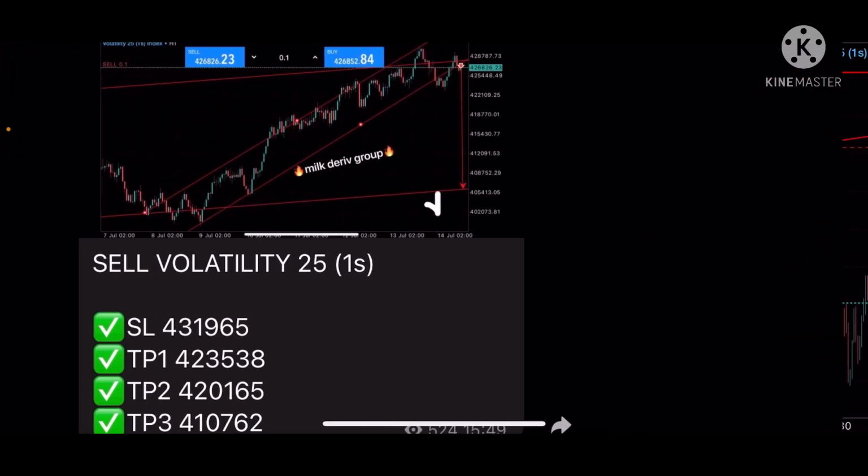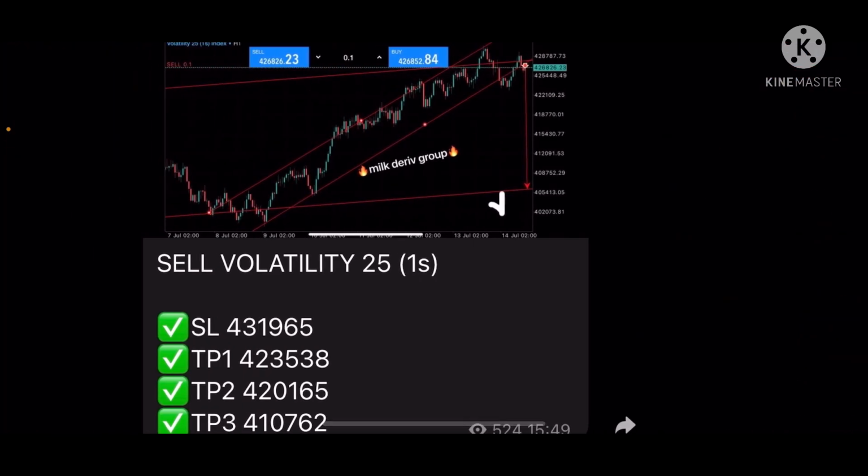I gave the signal. Look at the signal. Sell Volatility 25 (1s), SL 431965, TP1 423538, TP2 420165, TP3 41076, and the market hit all our TPs, and we made a lot of money from this trade, both in the mentorship class and in the signal group that we have, both VIP1 and VIP2.